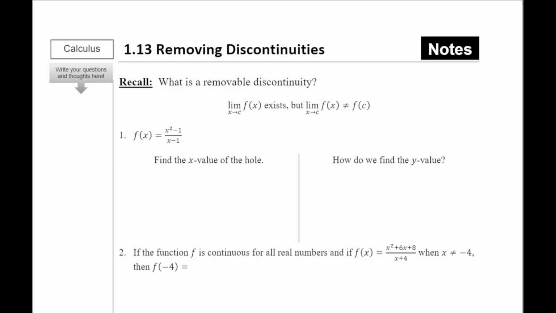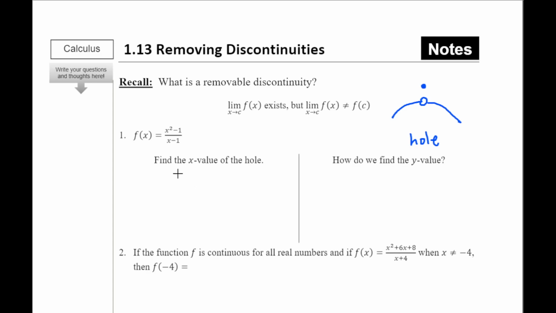1.13, removing discontinuities. What is a removable discontinuity? That's when the limit as x approaches c exists, but the limit as x approaches c does not equal f of c. So this, if you recall from before, is a hole, and f of c could be undefined, or f of c could be different from the limit.